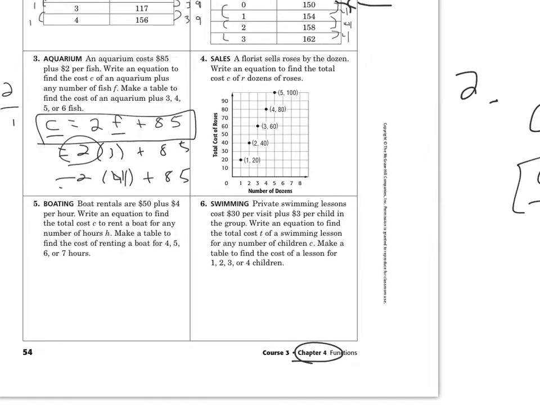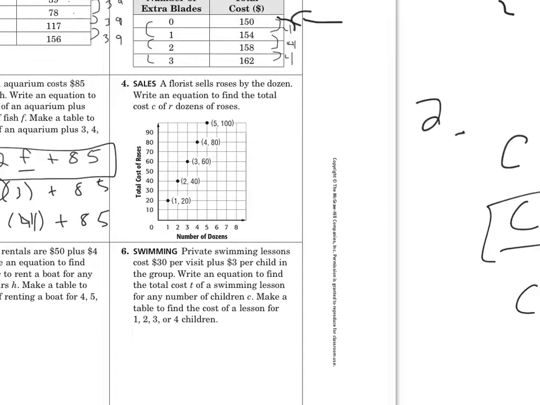Number 4, a florist sells roses by the dozen. It says write an equation to find the total cost, C, of R dozens of roses. So what we're going to do is say the cost is equal to the cost of a dozen roses times the number of dozens that you buy.